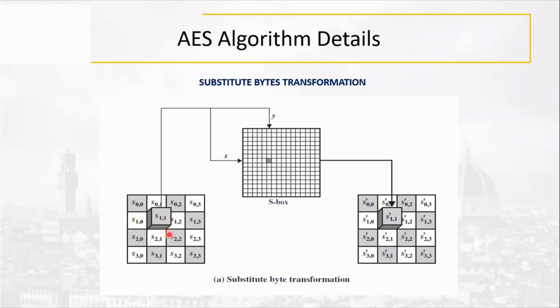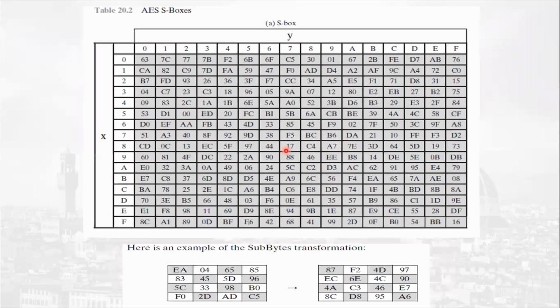Whatever the matrix you are getting as an input, you have to choose a byte. Let's say this is the first byte, S00. It will have 2 nibbles, 4 bits and 4 bits. The first nibble will choose the row, and the second nibble will choose the column. Whatever data you have in this S box at that location, you take it and use it in the same cell. So you have to work cell by cell, byte by byte. This is the actual S box that you have to use in AES.